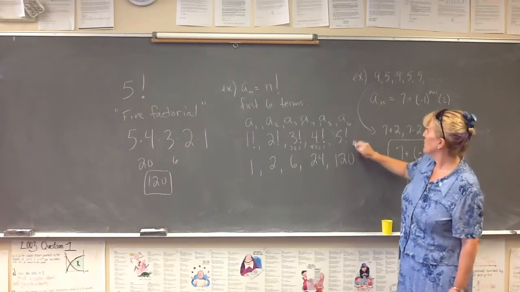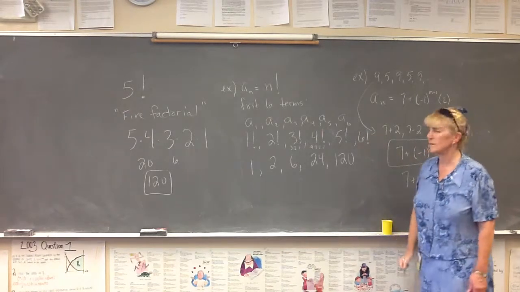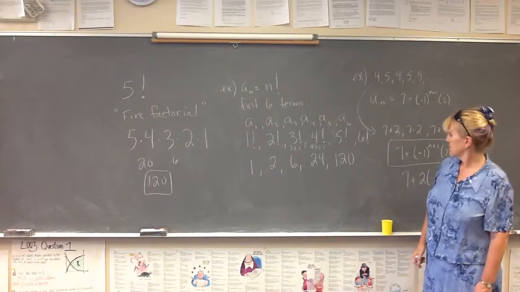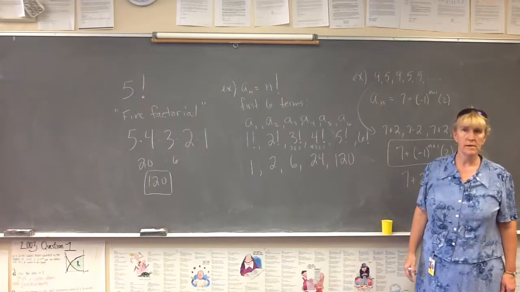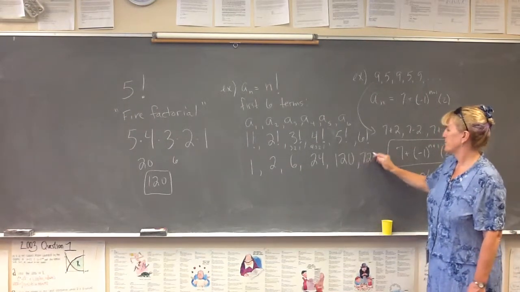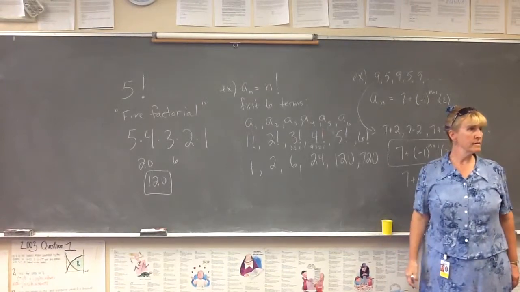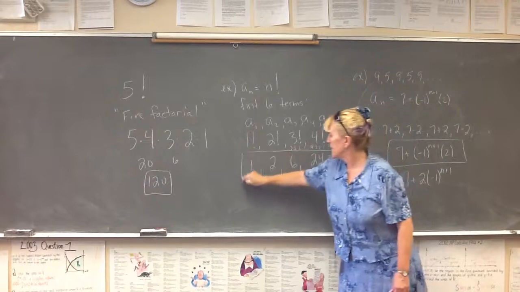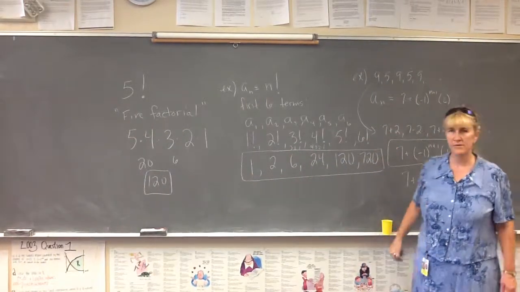Okay, and I need one more, right? 6 factorial? 720. So these are your factorials.